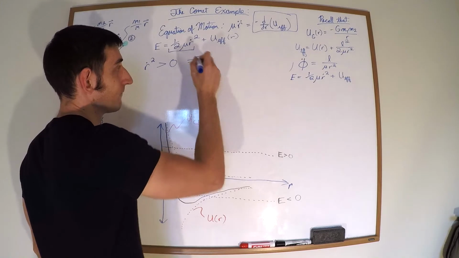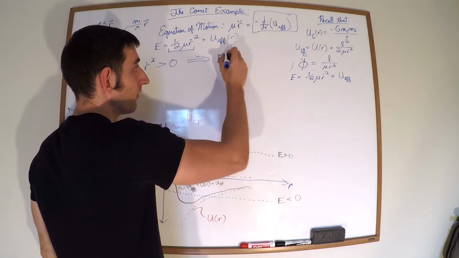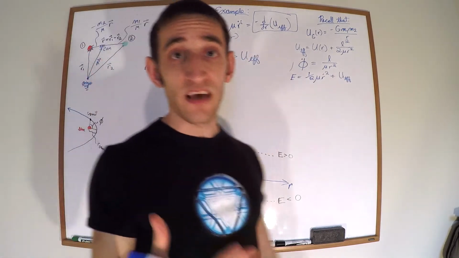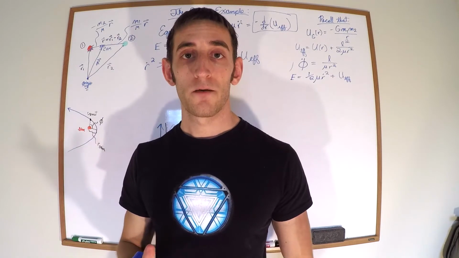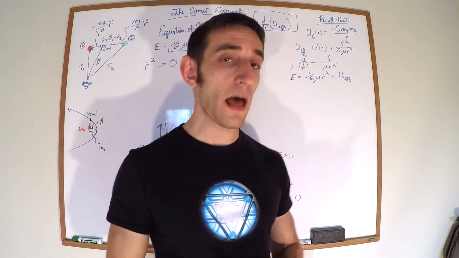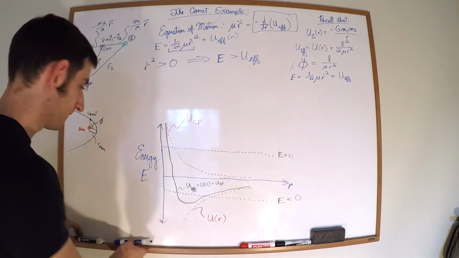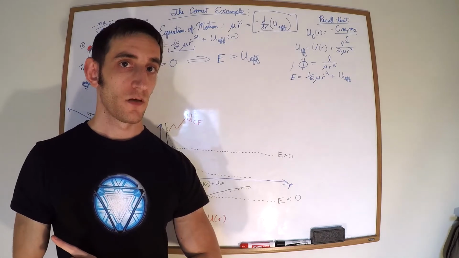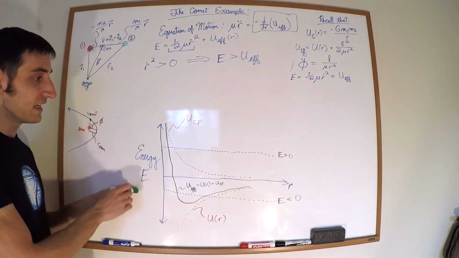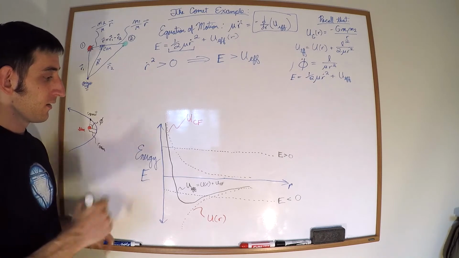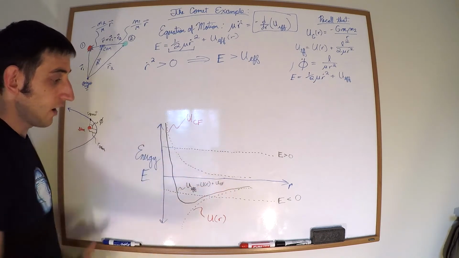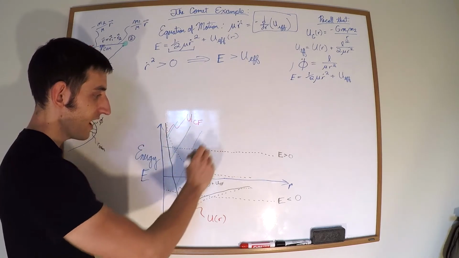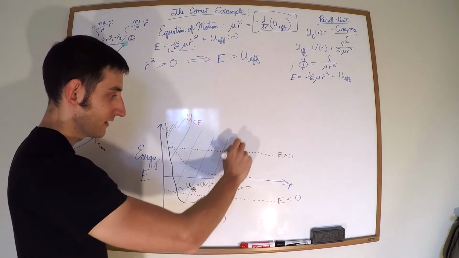What does that imply? It implies that our energy is always greater than the effective potential energy, no matter what. Okay, so what does that mean? It means on this plot, motion can only exist in one region. This is the energy E. It has to be larger than our plot for U effective. So I'm going to put in this hashed line here in green.